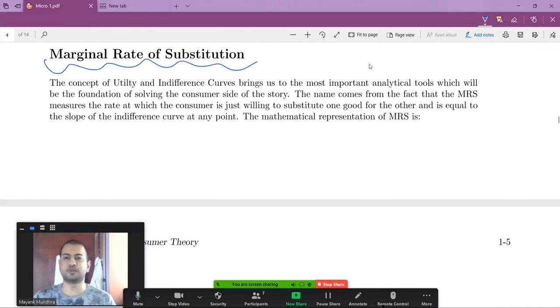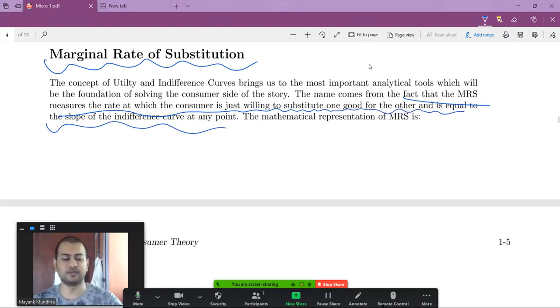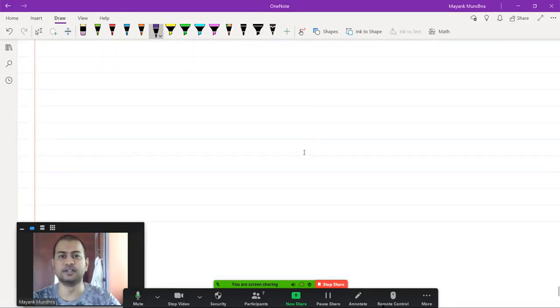Marginal rate of substitution. Okay. So MRS is the most important tool that we are going to use in order to find utility maximization. The name comes from the fact that MRS measures the rate at which the consumer is willing to substitute one good for the other, and is equal to the slope of the indifference curve at any point. So let's try to understand what MRS is.